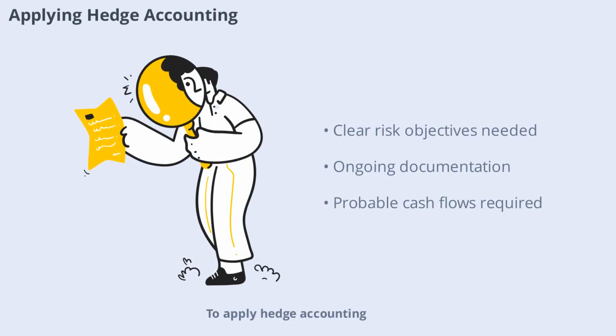To apply hedge accounting, an entity must clearly identify its risk management objective, show how the derivative contract helps achieve this, and specify how the fair value of the instrument will be measured. Documentation is required at the inception of the hedge and at every reporting period. For cash flow hedges, it's also necessary to demonstrate that the forecasted cash flows are highly probable. These steps ensure that hedge accounting is applied consistently and transparently.